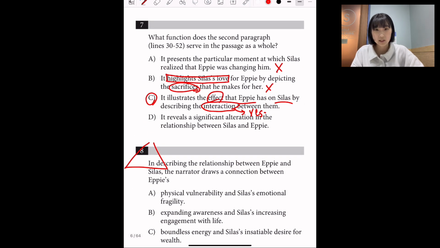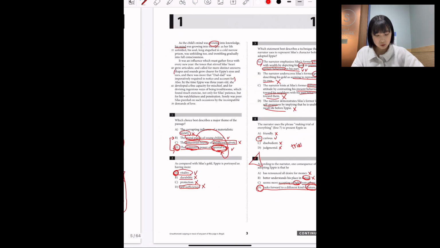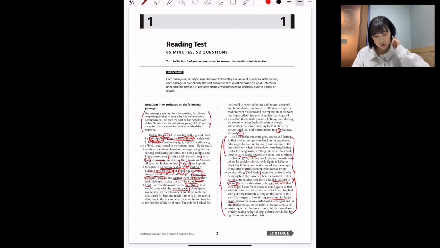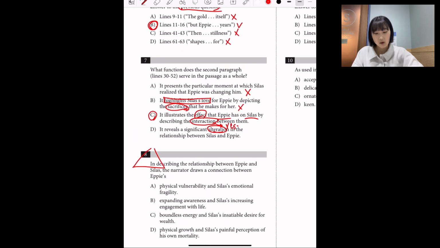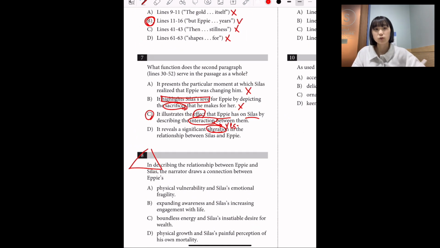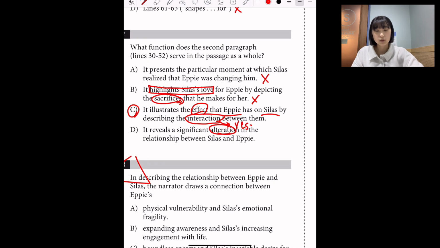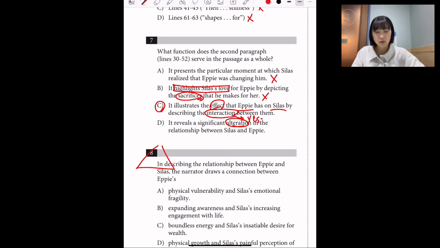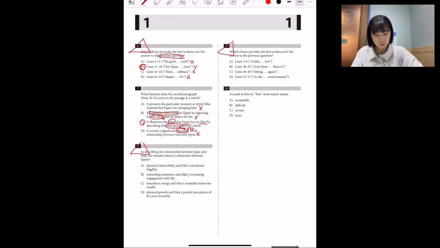We're going to look at D first, and D reveals a significant alteration in the relationship between Silas and Epi. I'm not sure because alteration, it seems pretty consistent to me. The mutually beneficial, wholesome, loving relationship. It seems pretty sustained overall in the passage, so we're not going to go with that. So C is the answer that we're going to go for.